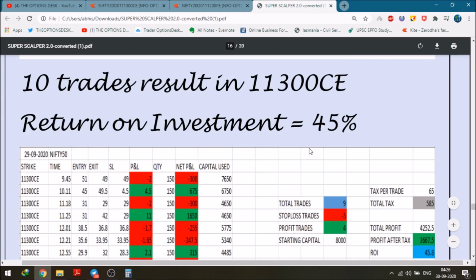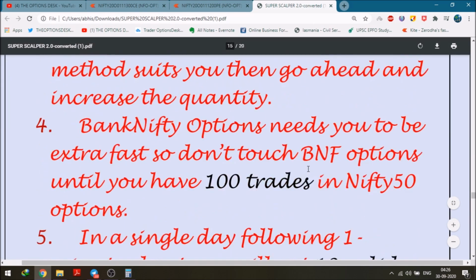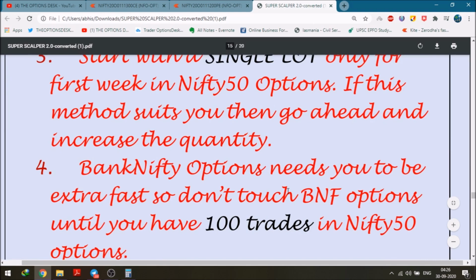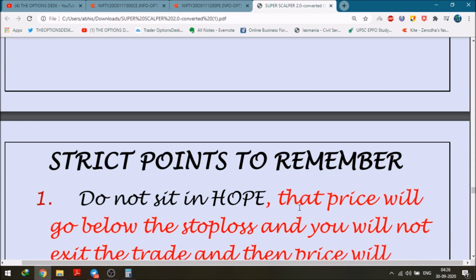So this was the whole strategy of the super scalper in Nifty 50 and Bank Nifty options. Firstly, follow the strict rules. Bank Nifty options need you to be extra fast, so don't touch Bank Nifty options until you have completed 100 trades. Just follow the strict rules, and the points given in red, you must read again and again before you implement. I would suggest 1 week of paper trading and then you can implement on your end. So this was all from my end.